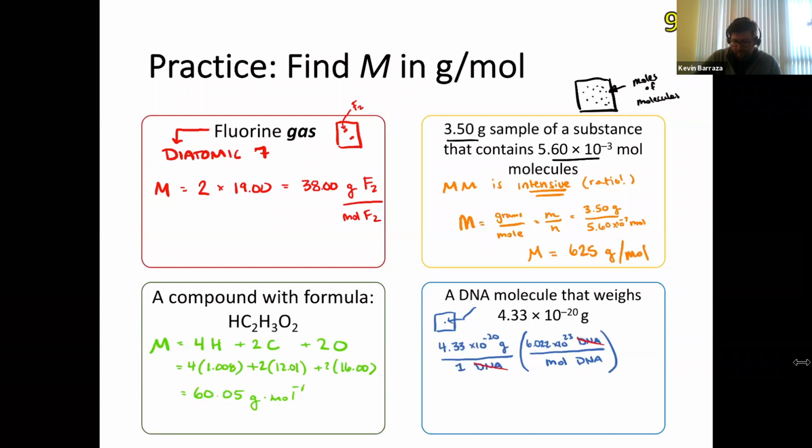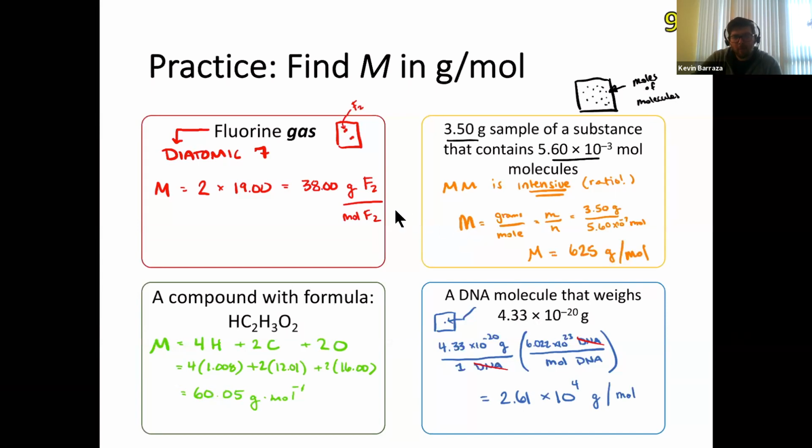So this is where that cancels. Single particle cancels, and we're left with our answer, which comes out to 2.61 times 10 to the 4 grams per mole.